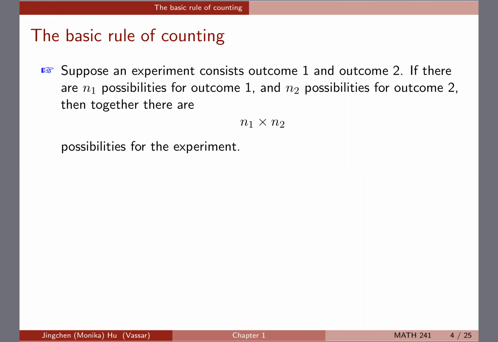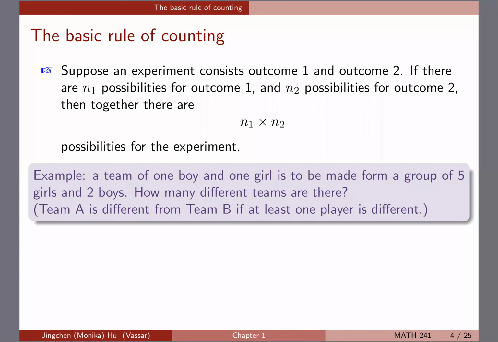Let's look at a quick example here. A team of 1 boy and 1 girl is to be made from a group of 5 girls and 2 boys. So you're choosing 2 people, 1 boy, 1 girl from a total group of 7 people. There are 5 girls and 2 boys. Question is, how many different teams are there? Note that team A is different from team B if at least one player is different.